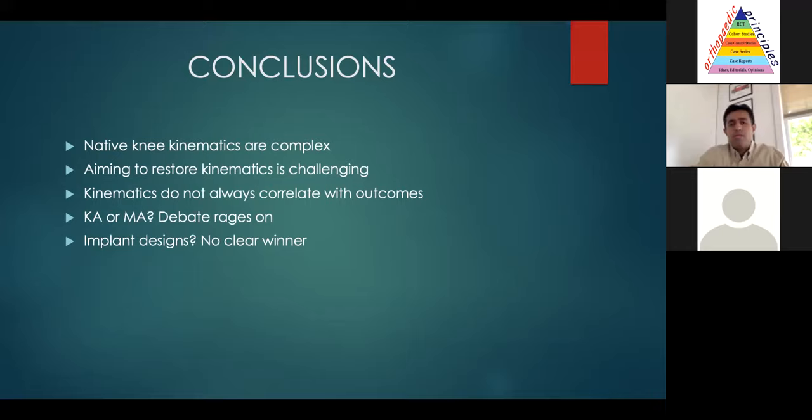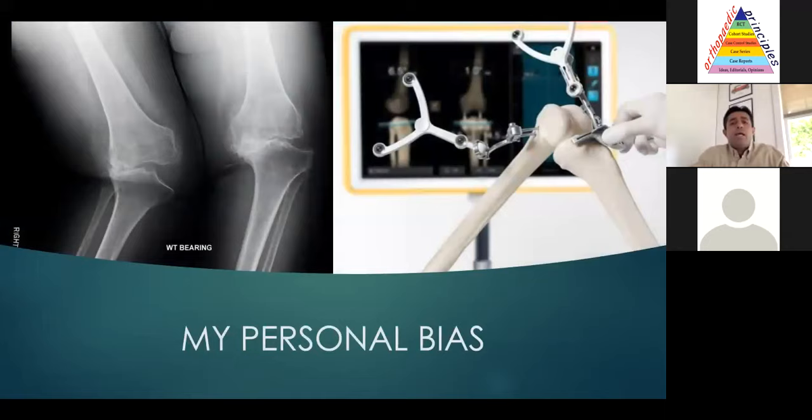So this is my personal bias. I see a lot of patients with extreme deformities such as this. This is a windswept deformity. I tend to use either a large console navigation, such as the Brainlab system that I've shown there, or a small console navigation such as the OrthAlign. And I am aiming for a neutral mechanical axis as best as possible.